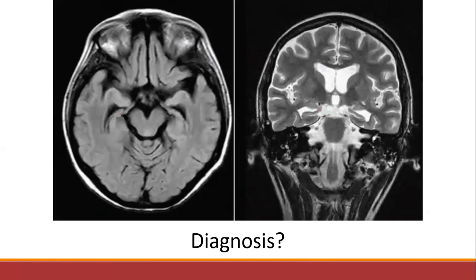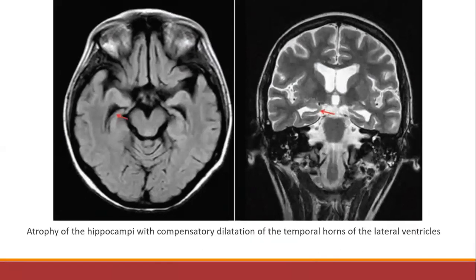Yeah. So here you have a patient who has got a working memory impairment followed by visuospatial involvement. This is the typical progression that you expect in a patient with Alzheimer's dementia. Here, like Dr. Asta said, there is atrophy of the hippocampi with compensatory dilatation of the temporal horns of the lateral ventricles. So this is a case of Alzheimer's dementia.